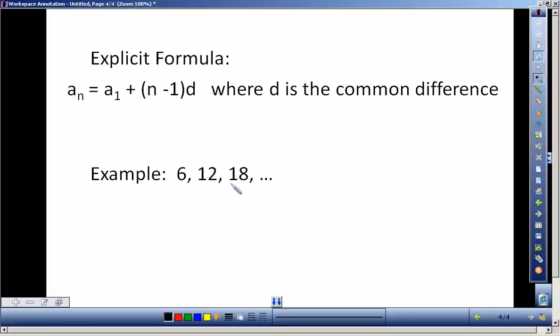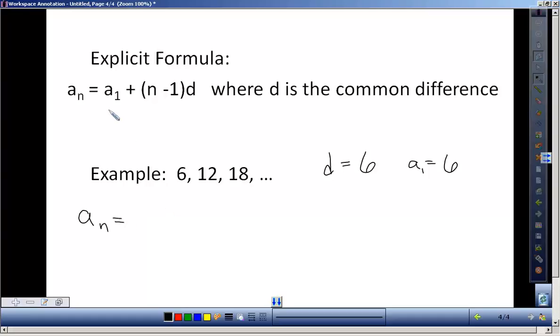So let's look at that same example again. We got 6, 12, and 18, so we know that our d is equal to 6. We also know that our first term was also equal to 6. So let's plug it into our formula here. The next term is equal to the first term. Okay, this is the first term, 6, plus n minus 1 times d. In this problem, d was also equal to 6.